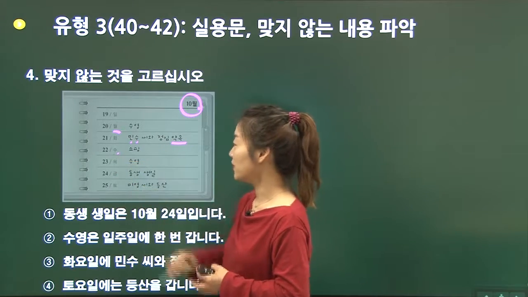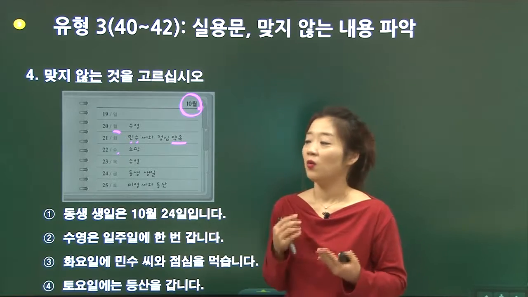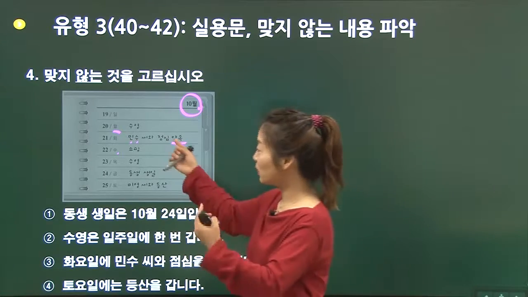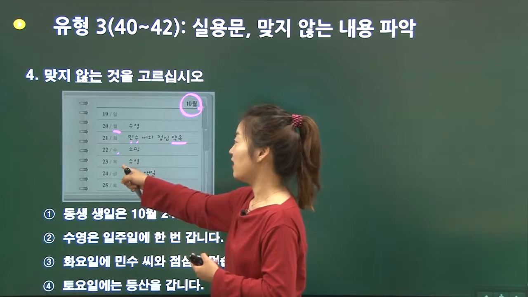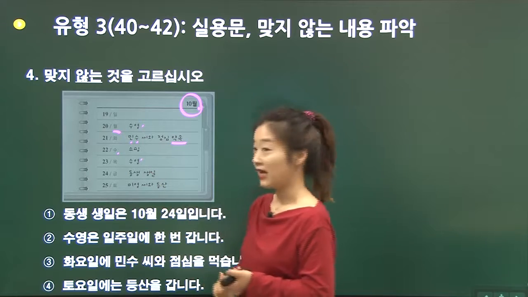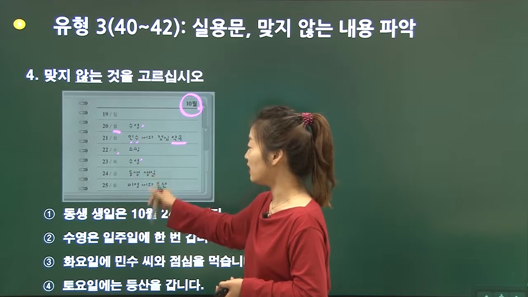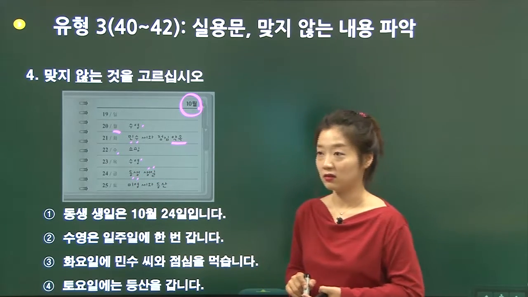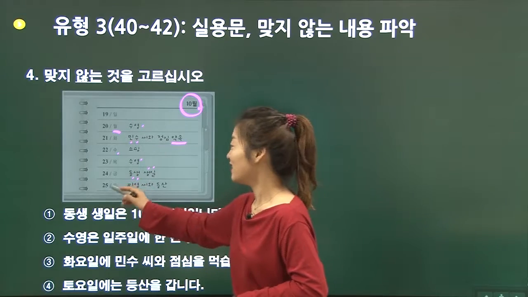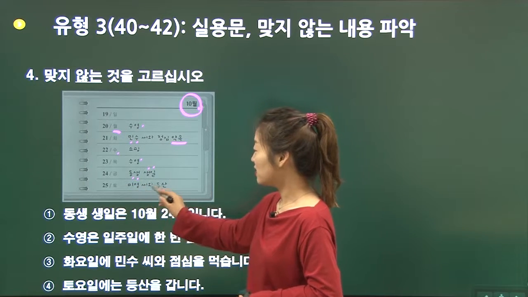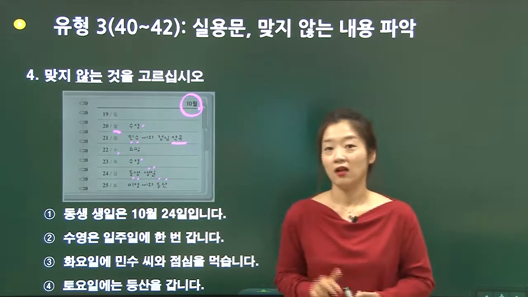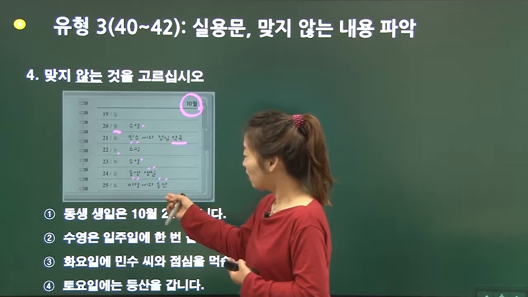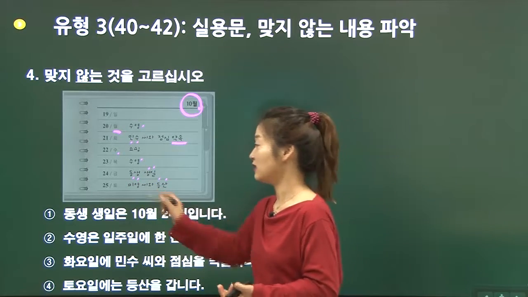So 22nd 수요일 쇼핑. Shopping is what I like. I like shopping a lot, buying all the stuff. So I'm going to go shopping on Wednesday. And then Thursday, 수영 again, right? Swimming. And then Friday, 동생 생일. 생일 is birthday. So whose birthday is it? My brother or sister, younger one, right? And then on Saturday, 미영 씨와 등산. Do you know what is 등산? It's going up to the mountain. It's hiking, right? So I'm going to hike on Saturday with 미영 씨.